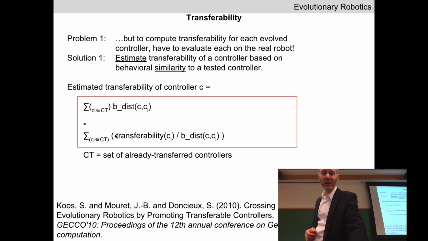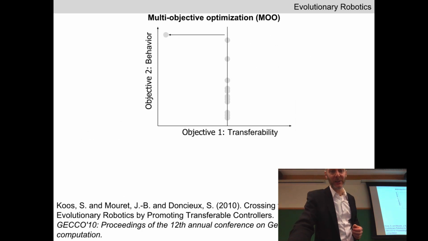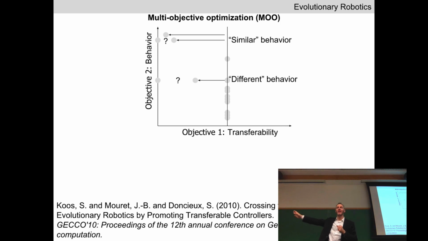So we're trying to estimate the transferability of C. We take the transferability of CI and divide it by the distance between C and CI. Is it kind of giving you a way to compare things that are close together versus far apart? Because if it's far apart, then your transferability was huge, but they're not actually that close. Exactly, right? So the robot doesn't really care about things that are far away, right?